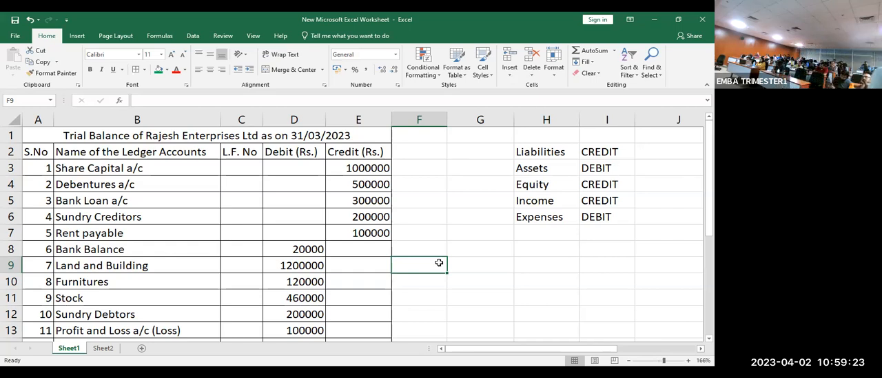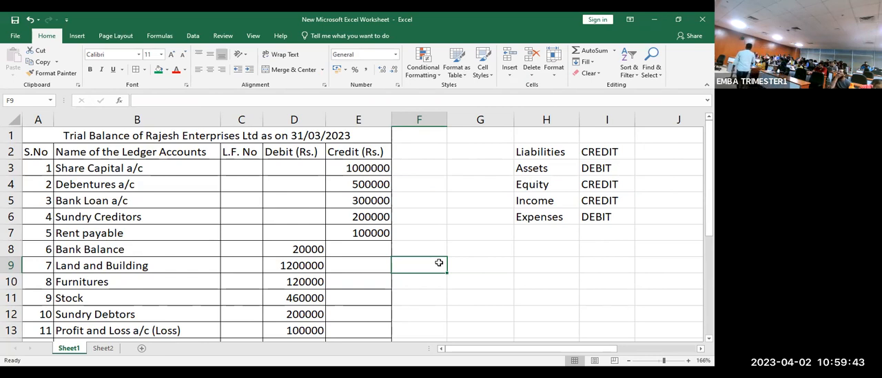Rent payable, liability. Bank balance: if it is simply given as bank, it is called an asset. There are two options available. Bank balance may be minus also, and bank balance may be plus also for business people.